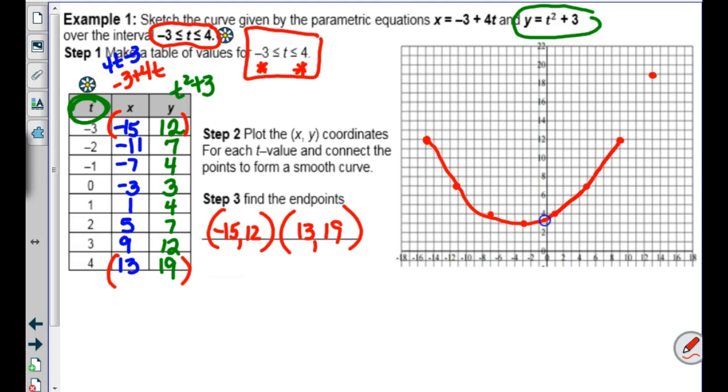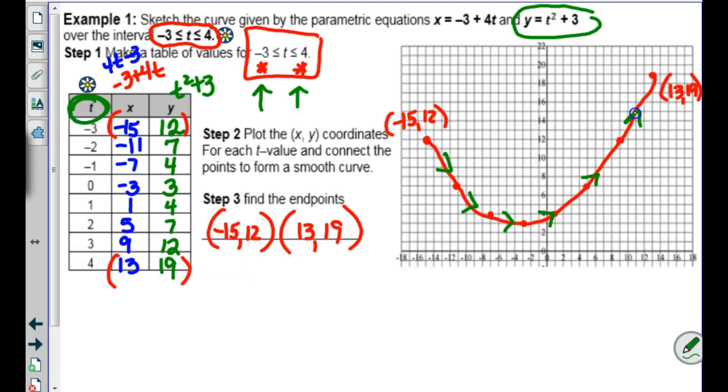Okay. Some important things. I had endpoints again. And how did I find those endpoints? They occurred at the ends of the t range that we were given, right? All right. And what am I missing on my graph? Did anybody catch what I'm supposed to do? Orientation. Remember what that meant? Put the arrows on. Which way did it go? As we went from -3 to +4, our curve was going this way, yes?